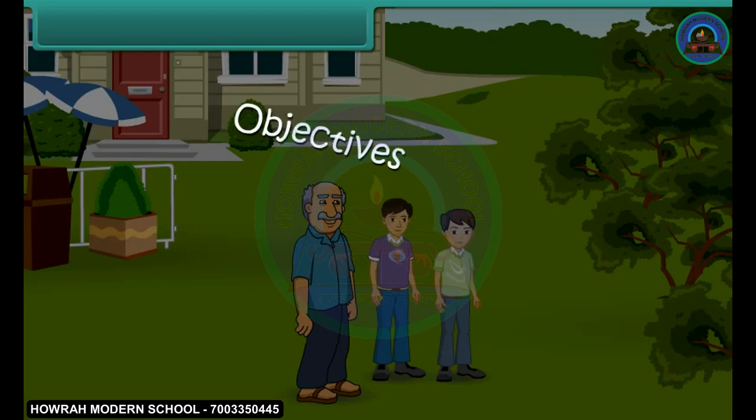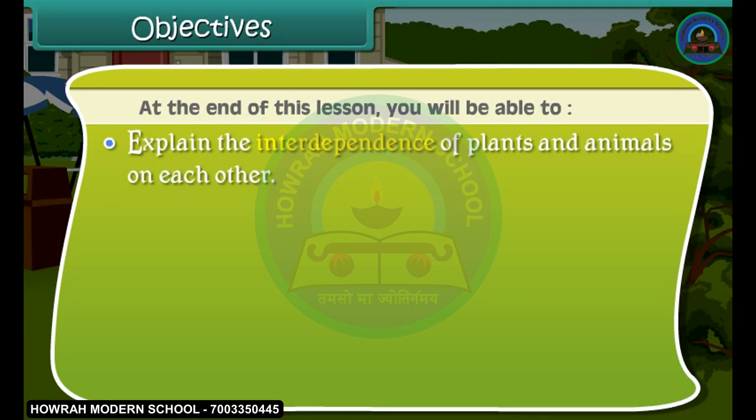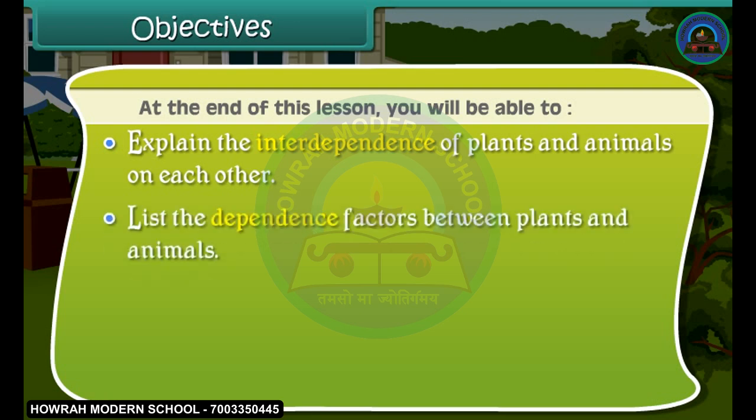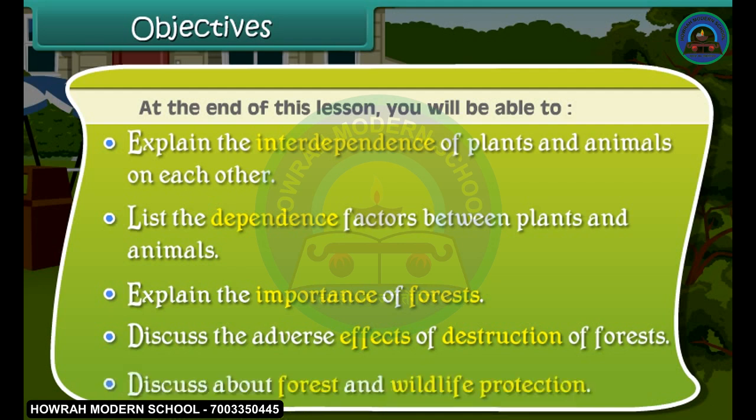Objectives. At the end of this lesson, you will be able to explain the interdependence of plants and animals on each other. List the dependence factors between plants and animals. Explain the importance of forests. Discuss the adverse effects of destruction of forests. Discuss forest and wildlife protection.